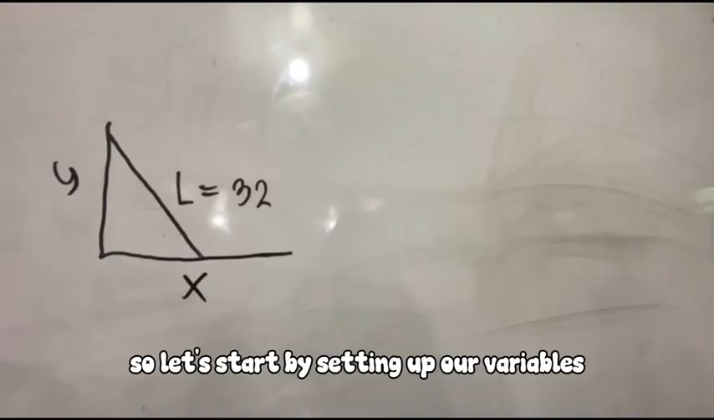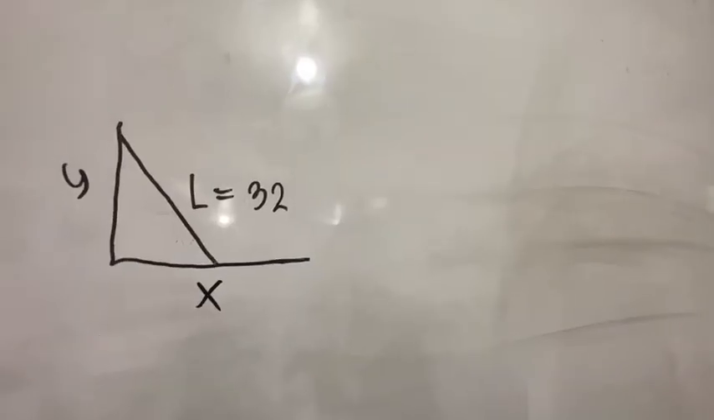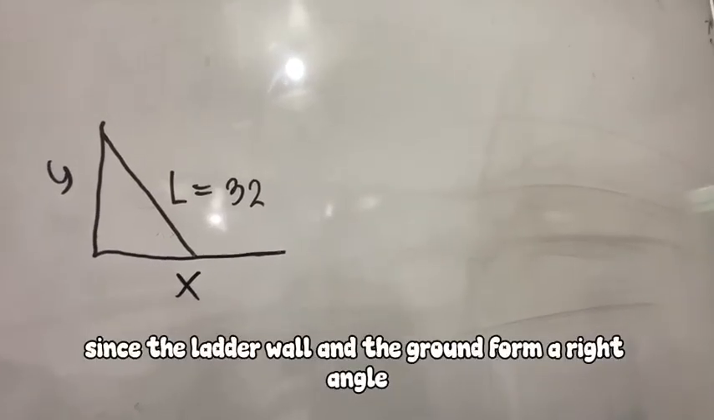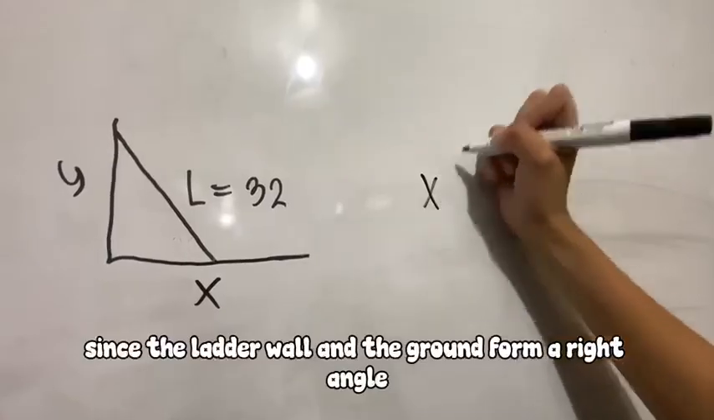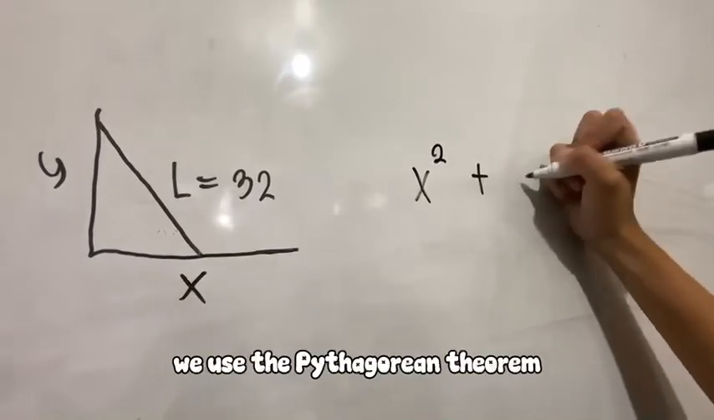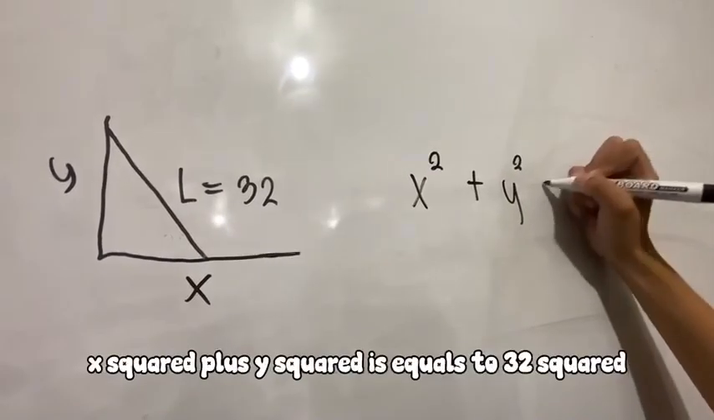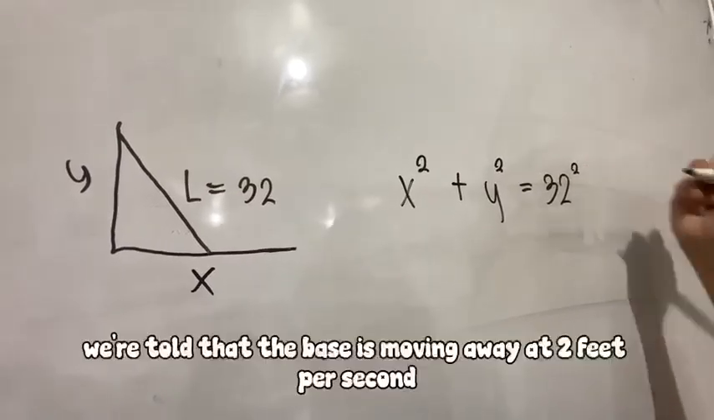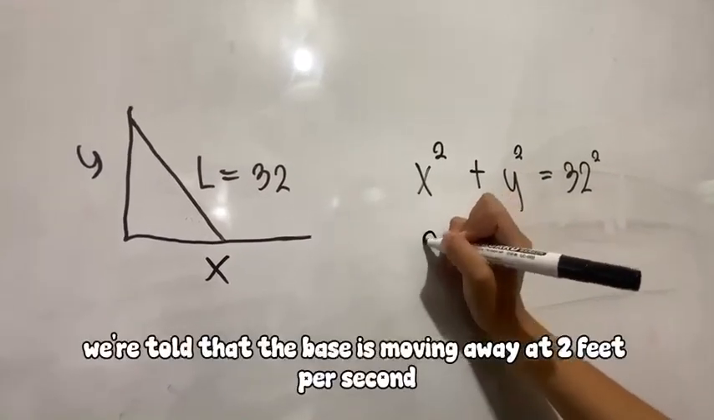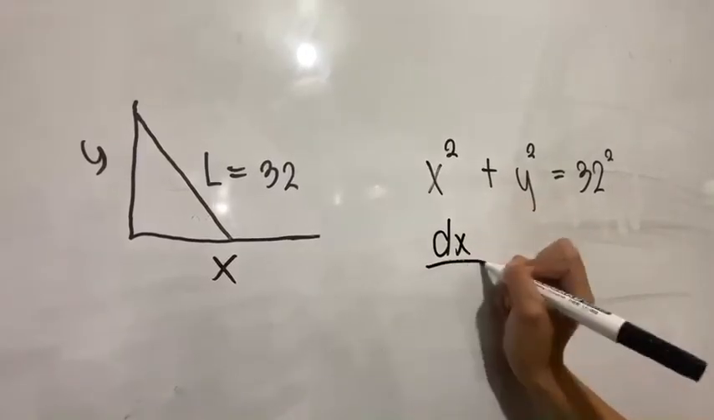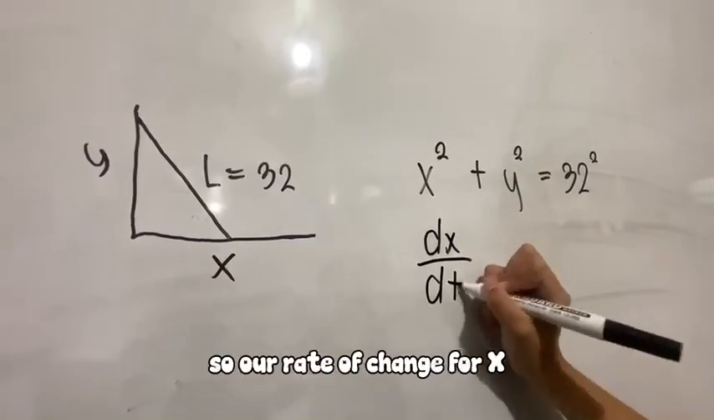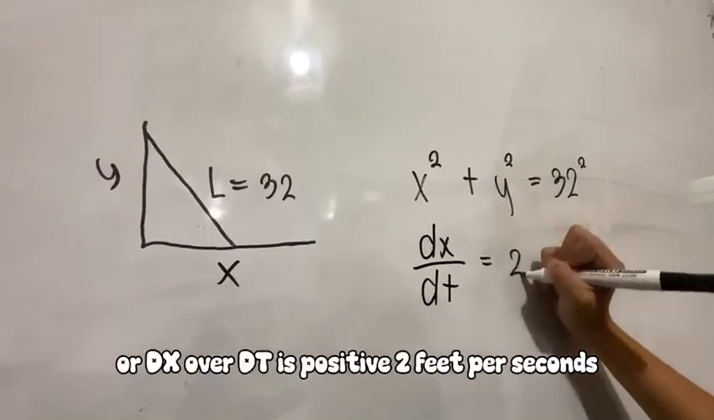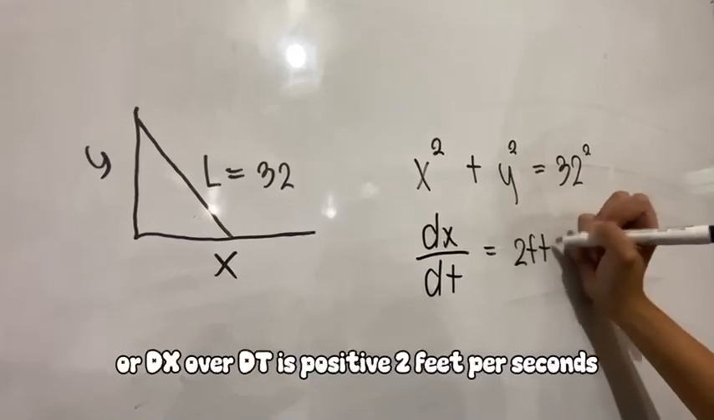So let's start by setting up our variables. Since the ladder, wall, and the ground form a right angle, we use the Pythagorean theorem. x squared plus y squared is equal to 32 squared. We're told that the base is moving away at 2 feet per second, so our rate of change for x, or dx over dt, is positive 2 feet per second.